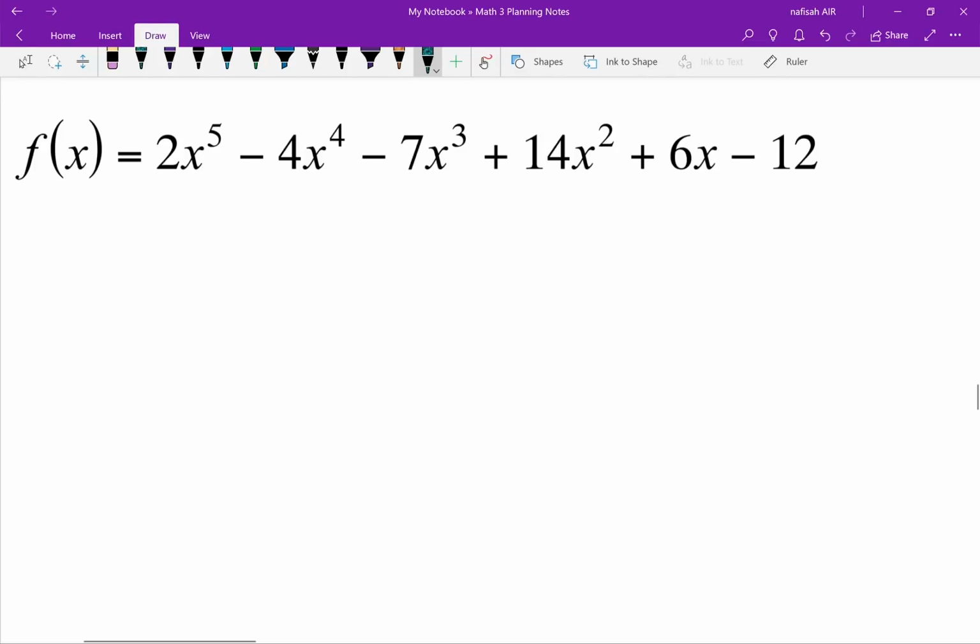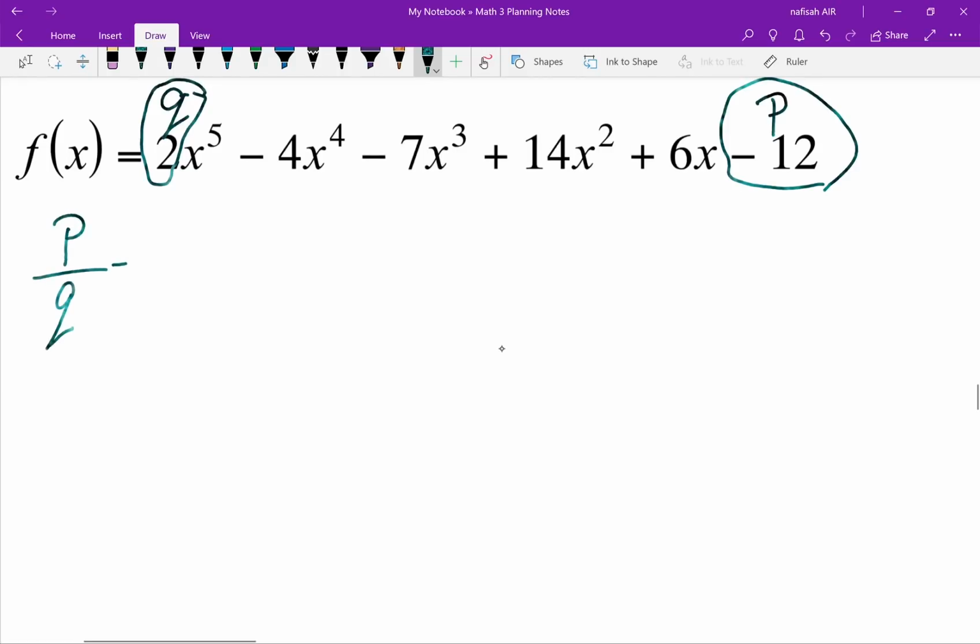If I were to think of all of the possible rational roots of this polynomial, I would have to be thinking about P over Q. P is always the constant. Q is always the leading coefficient. So if I'm going to take all the factors of P and divide it by all of the factors of Q, I'm going to say, okay, what numbers can I multiply together to get 12?